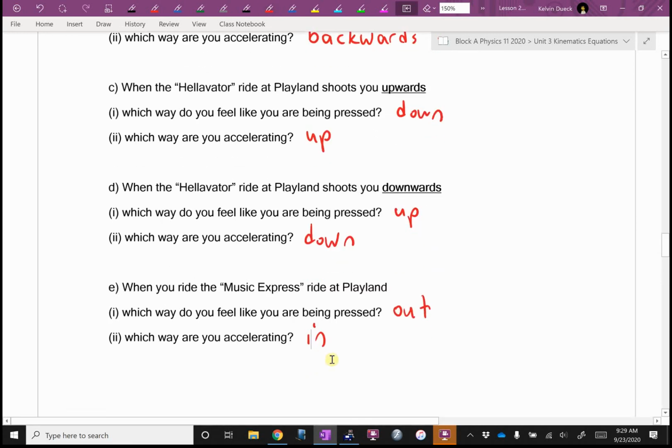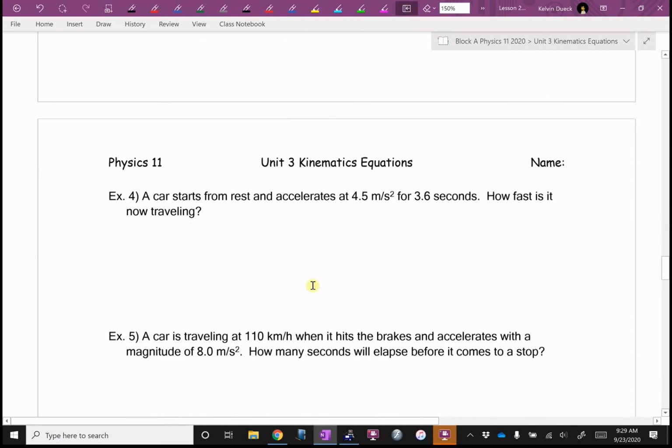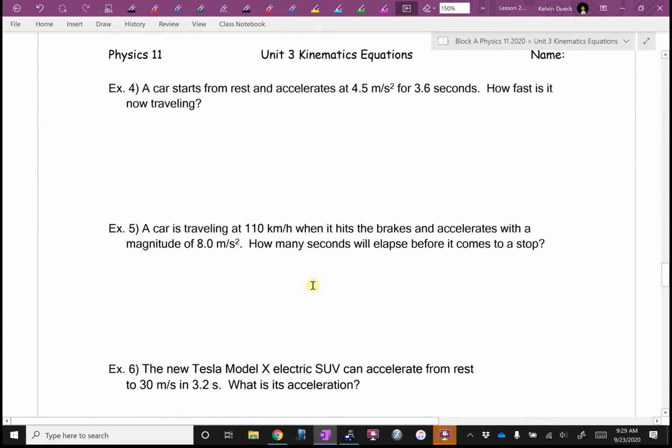Okay. By the way, the real question is not whether your body is a backwards accelerometer. The real question is why? Hold that thought. Example 4.